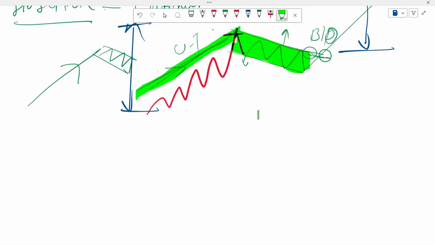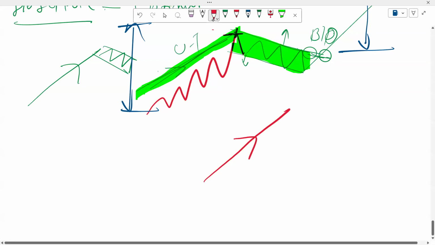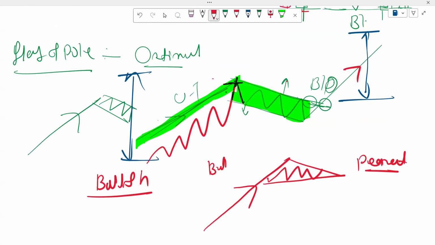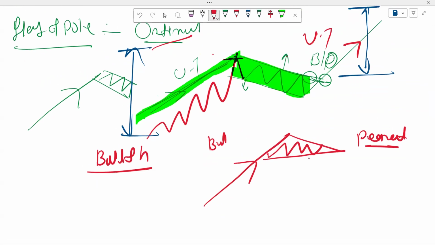And let's say if it is consolidating in a pennant form, right? Okay, it is consolidating in a triangle. So this will be a pennant. This will be a flag and pole, or you can call it a bullish flag. You can call it bullish, because bullish means again it will go in the upper direction only, because this is a continuation, and this will be a pennant pattern.